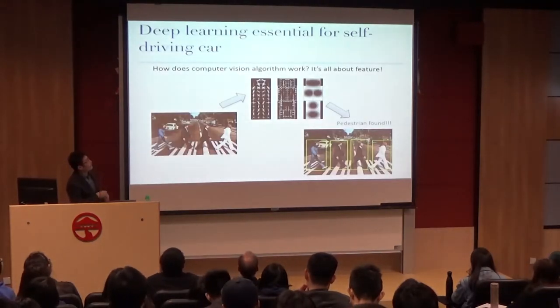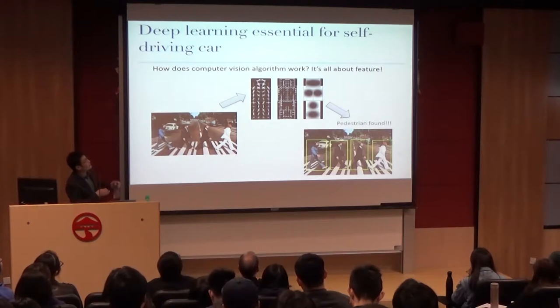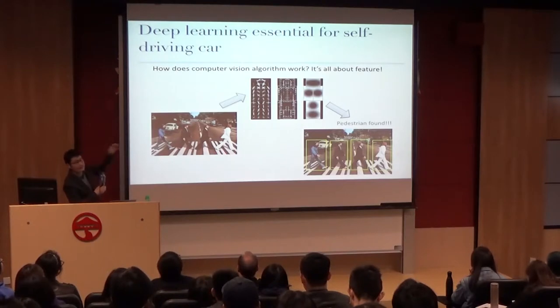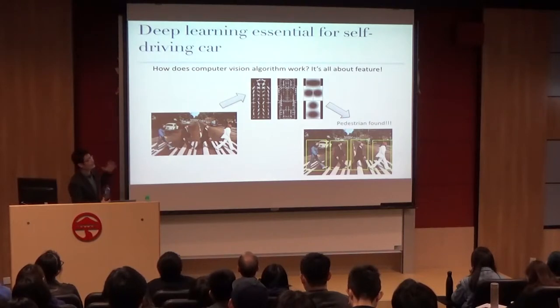For automatic self-driving cars, this is very essential in many senses. For instance, you have a lot of sensors, a camera on the car, and you just have videos or images, and you want to recognize what they are doing, right? And with deep learning, you can do a very good job. That's why deep learning is an essential part of self-driving cars.